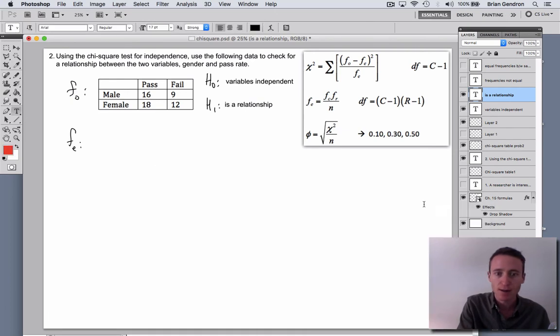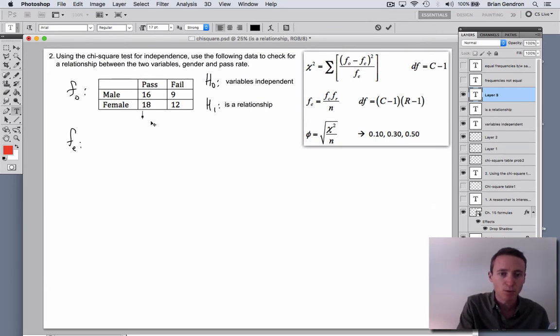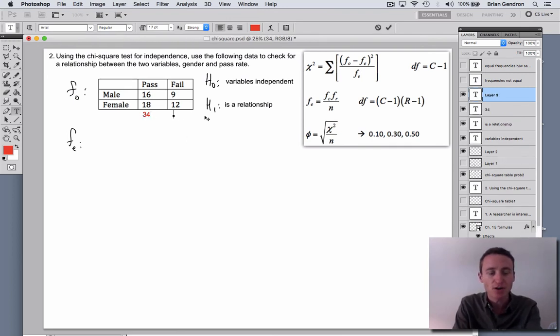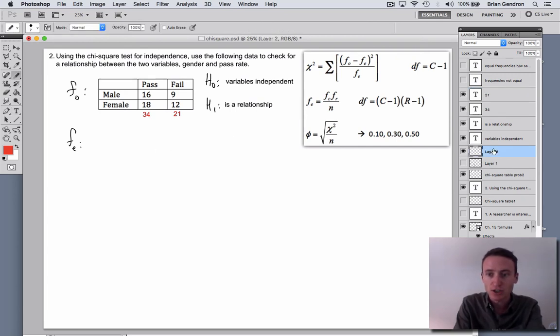I'm going to use a different color here to help me do so. The first thing I want to do is calculate how many people there were total in this pass column. So 16 plus 18 gives me 34 people in this column. And then I'm going to go ahead and calculate how many people were in the fail column. So 9 plus 12 is 21. And you can also use that information to determine how many people were in your study total, which 34 plus 21 tells me that there's a sample size of 55.